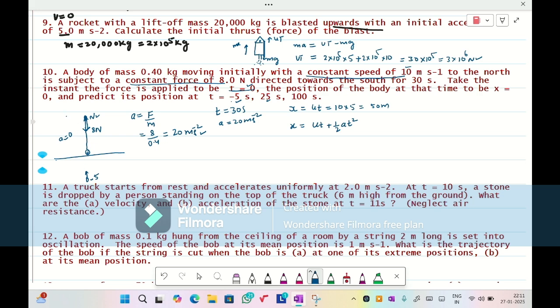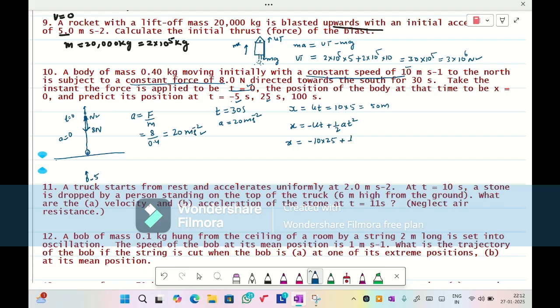At t equal to 0 seconds, the velocity is in the upward direction. From minus 5 to 0, it is traveling in the upward direction at constant velocity. So now at t equal to 0, I am applying the force of 8 newtons downwards. So now the initial velocity I will take as minus, and the acceleration downwards I will take as positive. So now position x is equal to minus 10 into 25 seconds. After 25 seconds, the position I want to find out.